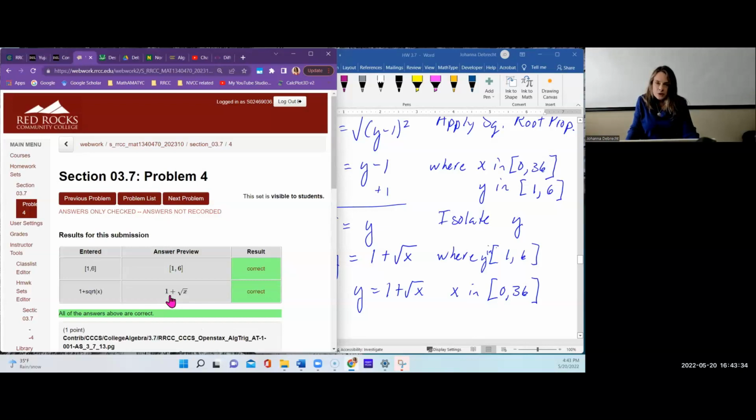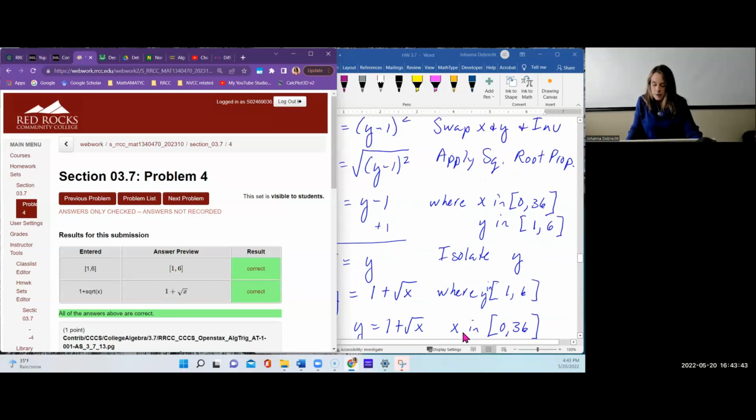I know this is a little tricky and a little bit hard, so be very careful and take time to write your reasons out to the right side. Also remember that when you're swapping the variables, you're swapping the domain and the range.